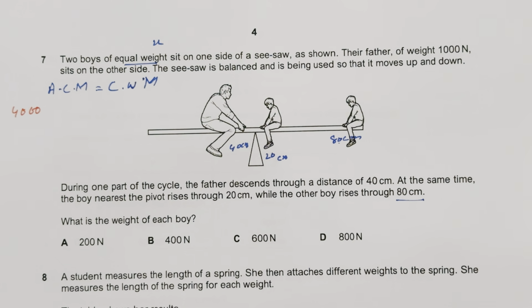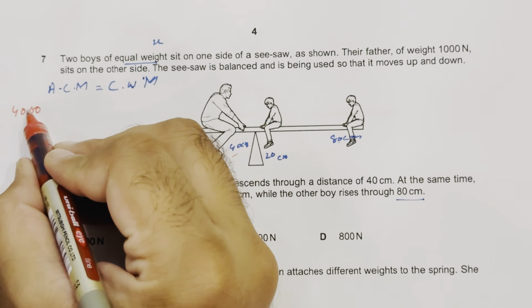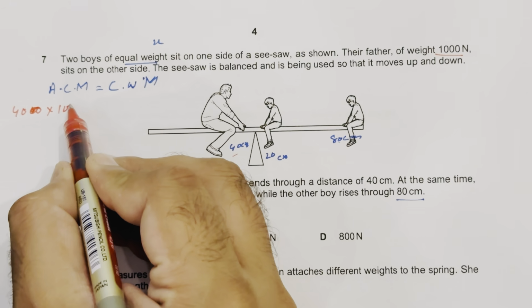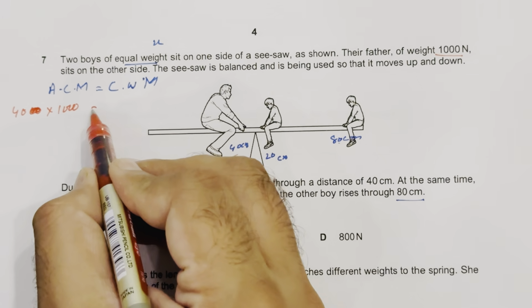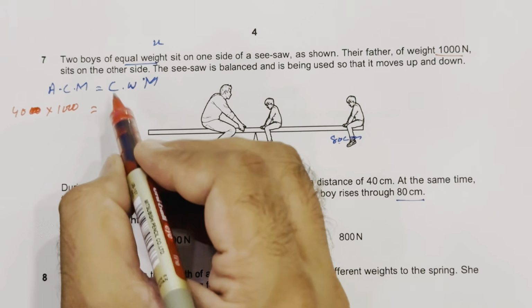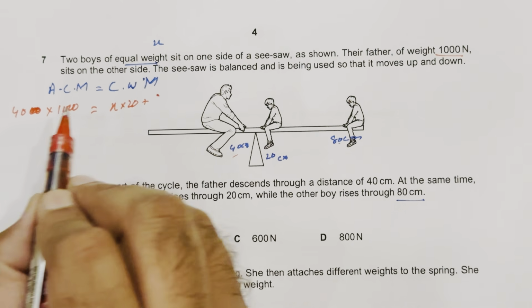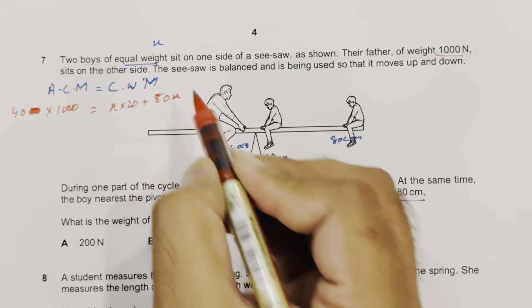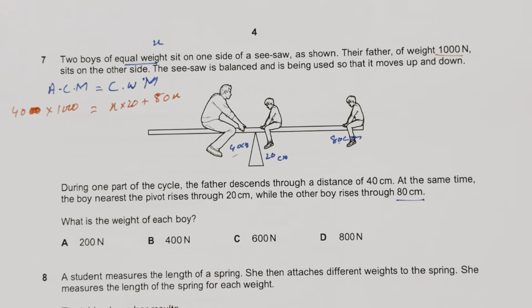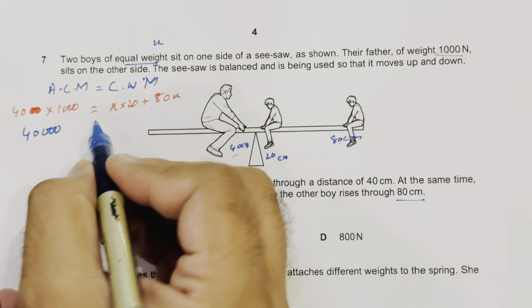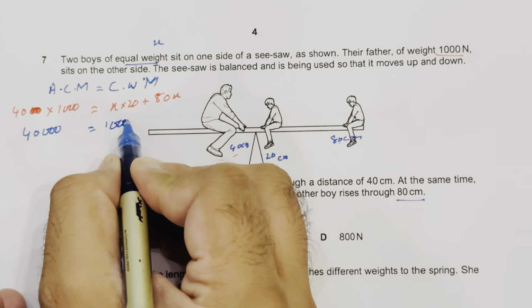40 into the weight of the father, which is 1000 Newtons, so 40 into 1000, it would be anti-clockwise. And the clockwise moment for the first boy is x into 20. Then for the other boy it would be 80 into x. After solving it, 40,000 is equal to 100x.